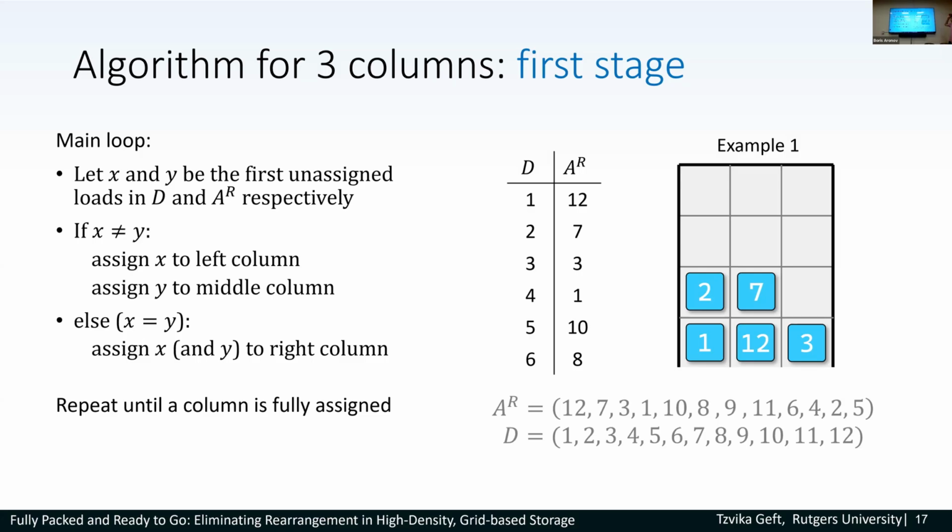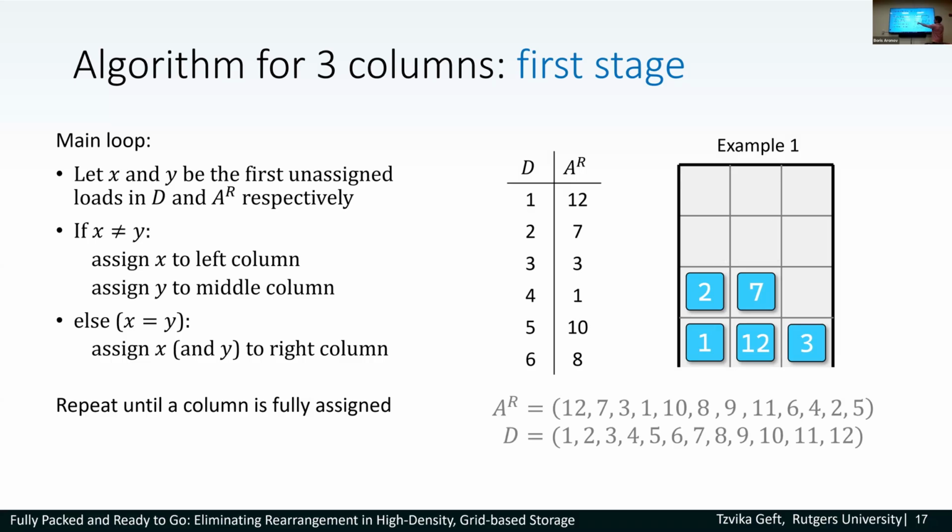Because if you think about it, for us to be able to get the 3 out, it has to be adjacent to both the 2 and the 7. But there's no way to do that with only two columns and meet the adjacency condition. So we have to put it on its own column.